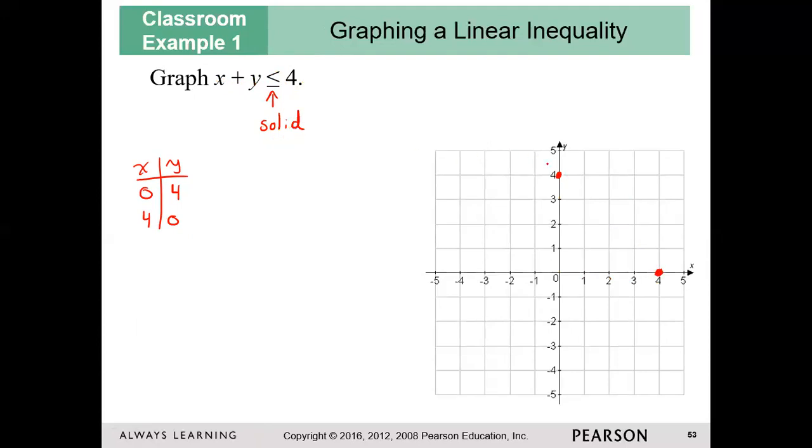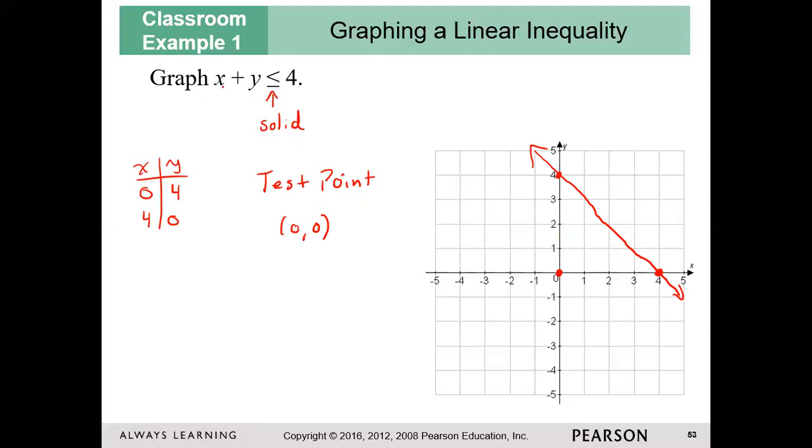Again, it is a solid line, so I'll go ahead and connect those dots with a solid line. And then the next thing I'm going to do is use my test point of 0, 0. I'm actually going to put the test point here on the grid so I can see exactly which side of this line I will eventually be shading.